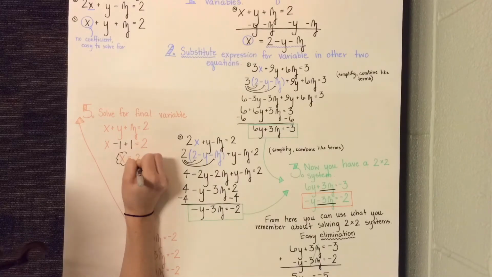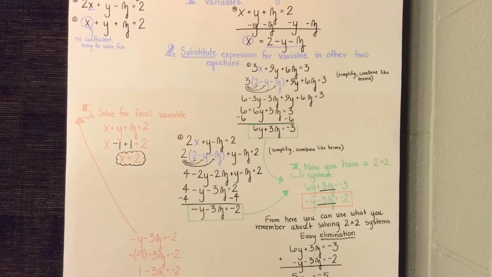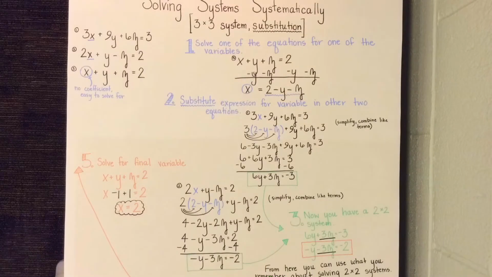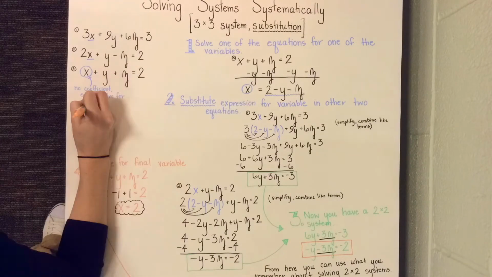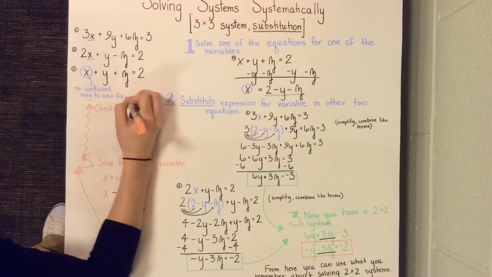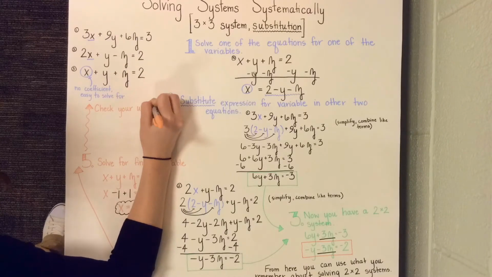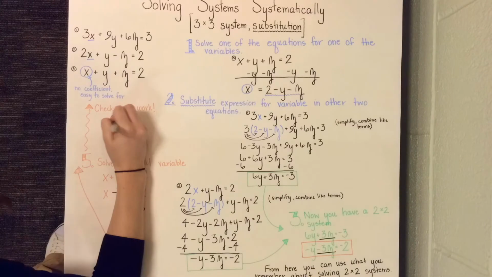Want to know if your answers are correct? Just take the values you found for x, y, and z and plug them back into your original equations. You should end up with 3 true statements if you have found the correct values for all 3 variables.